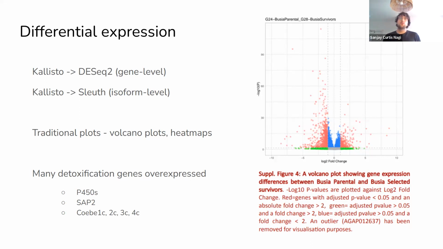I'm not going to go into too much detail about the specific results from the differential expression analysis from this paper, as I'd rather focus on the SNP calling aspect, which is slightly novel in RNA-Seq-Pop. But there were a number of detoxification genes that were overexpressed. There were a lot of P450s that were mildly overexpressed. The chemosensory protein SAP2 showed a really high overexpression when we compared the selected Busia strain to the Busia parental strain. And also there was a cluster of carboxylesterases which were all overexpressed in these comparisons as well.